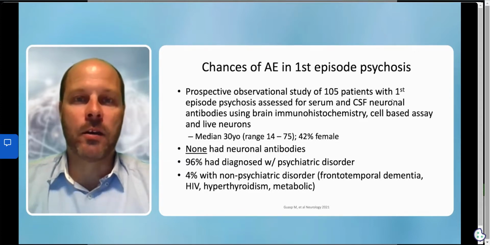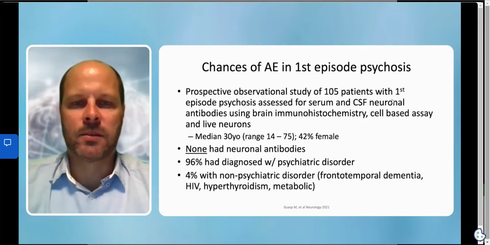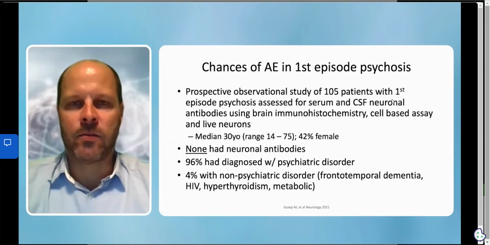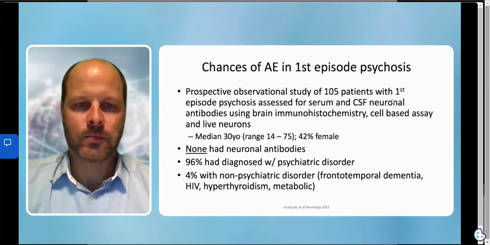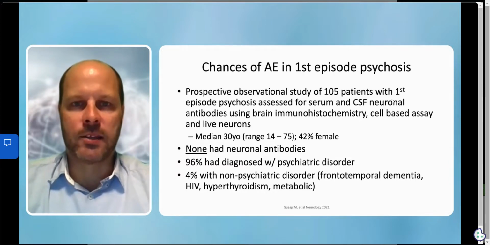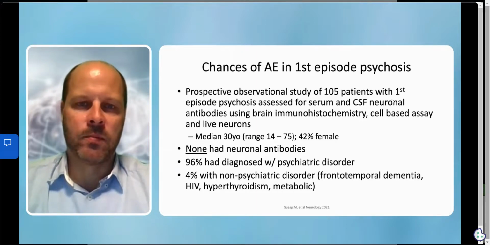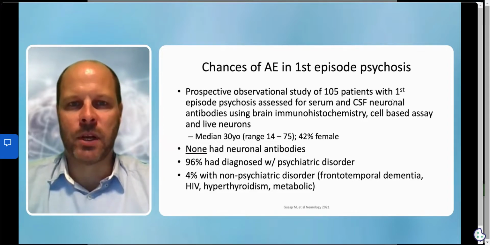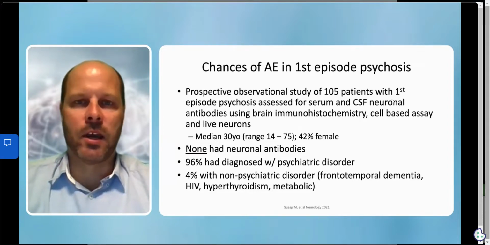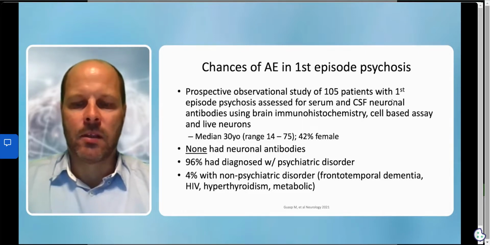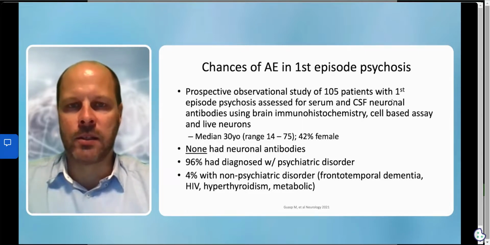In this study, none of the patients had neuronal antibodies. And at the end of the evaluations, 96% were diagnosed with a psychiatric disorder. 4% were diagnosed with a non-psychiatric disorder, which included one case each of frontotemporal dementia, HIV, hyperthyroidism, and metabolic derangements. But as you see, none of the patients were diagnosed with autoimmune encephalitis. Thus, it can be quite challenging to try to decide which patients who are presenting with psychiatric symptoms may actually have autoimmune encephalitis.